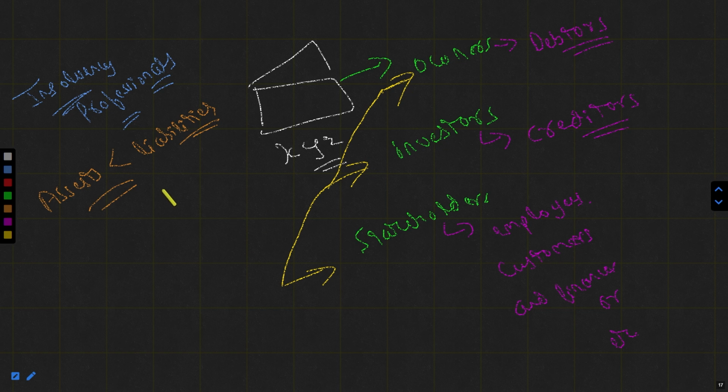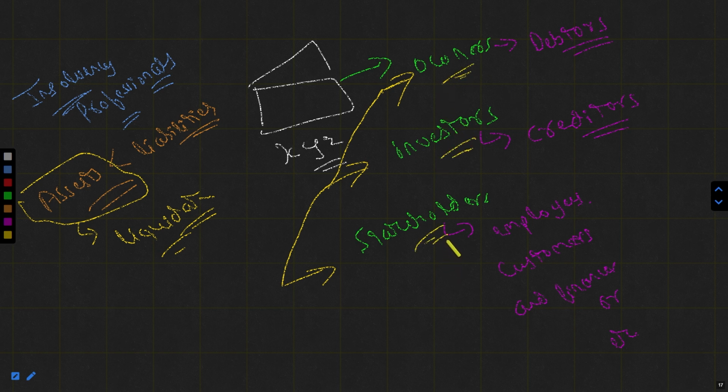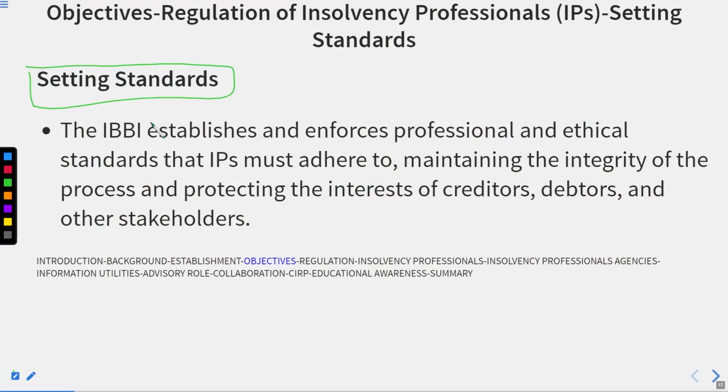It means that when the assets are liquidated, or you can say when XYZ becomes bankrupt, then all of them will get fair and effective distributions. The rights of owners, investors, and stakeholders should all be protected. So this is setting standards. It means professional and ethical standards must be maintained.